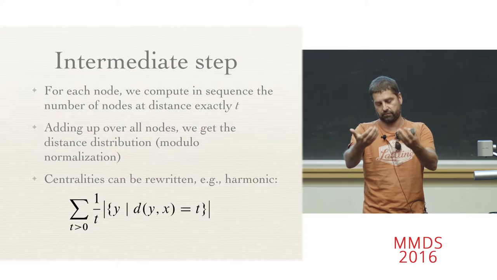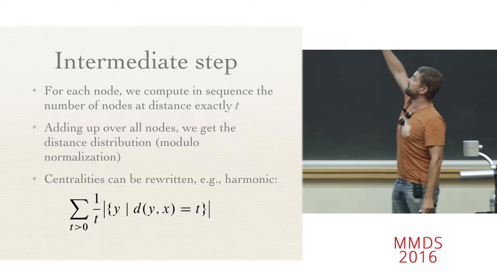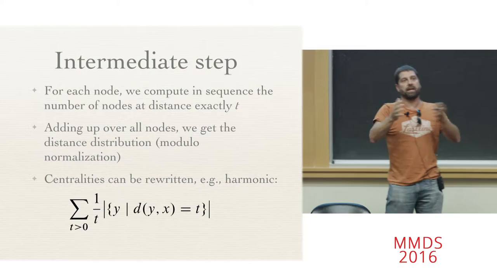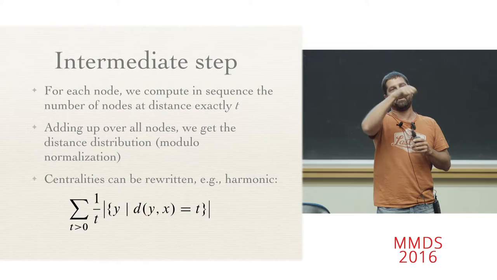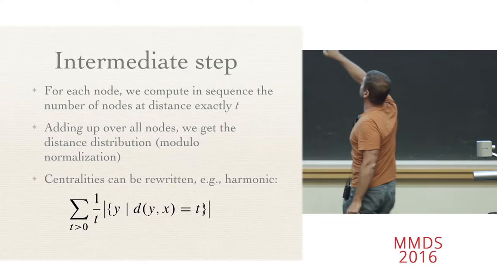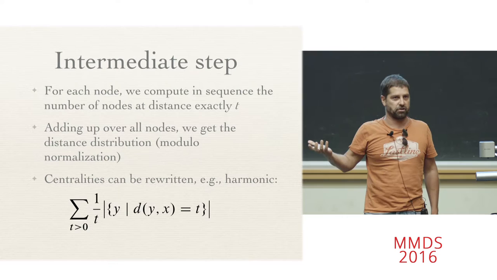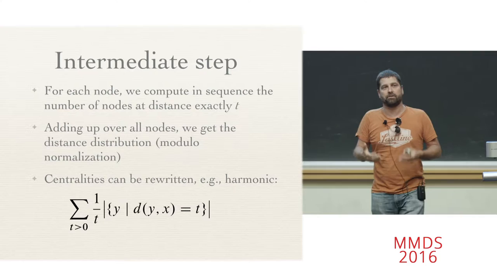But I can easily rearrange this. I can count the number of nodes at distance t and multiply this number by 1 over t. It's just aggregating the summation. I'm putting together all the addends 1 over d(y,x) that have a certain t at the denominator, okay? So if I can enumerate these sizes, I can compute harmonic or closeness or anything based on the neighborhood function of the nodes.